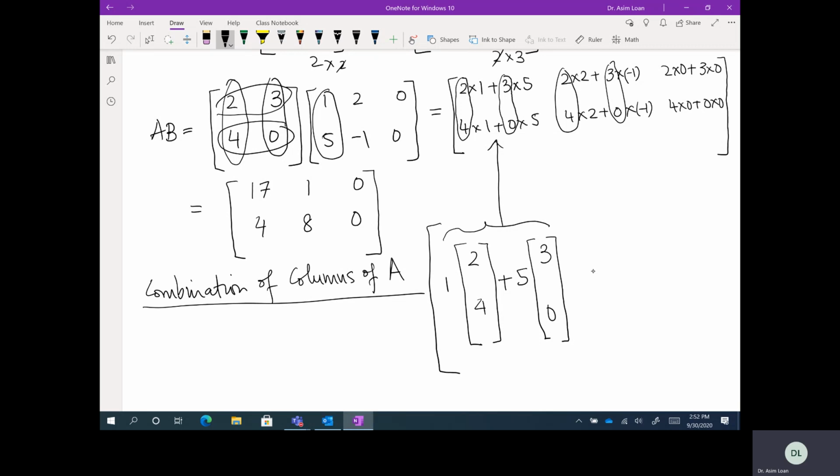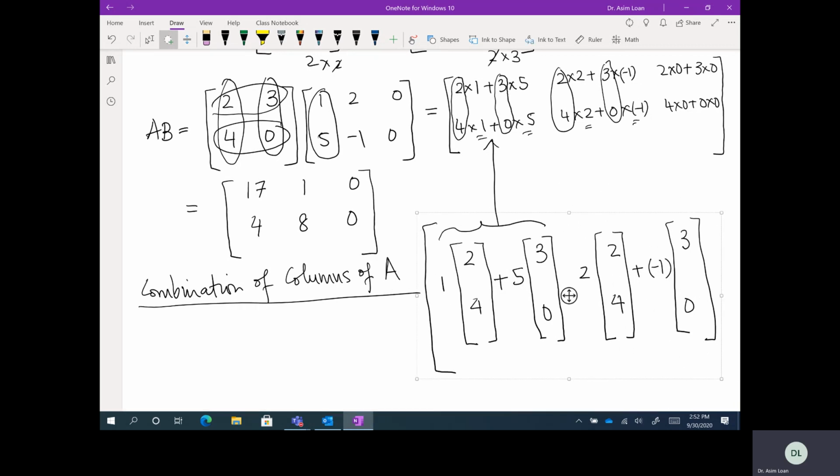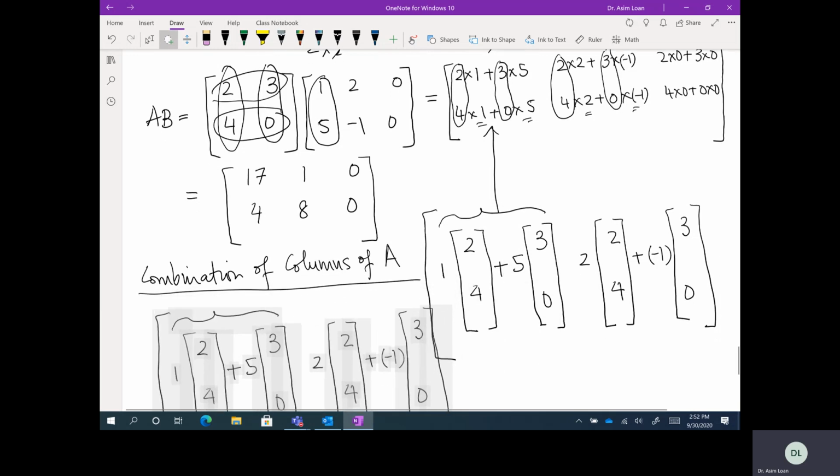Do the same thing. So I say 2 is common here. There 5 was common here. 1 was common here. Minus 1 is common here. So I say 2. So this is the second one. 2 and 4 plus minus 1 into 3 and 0. Maybe I take this whole thing here, and I move it over here.